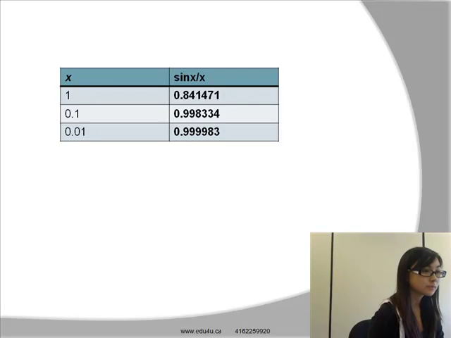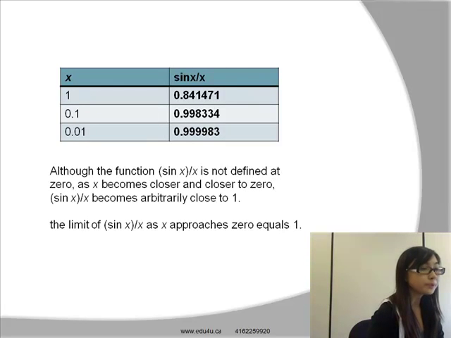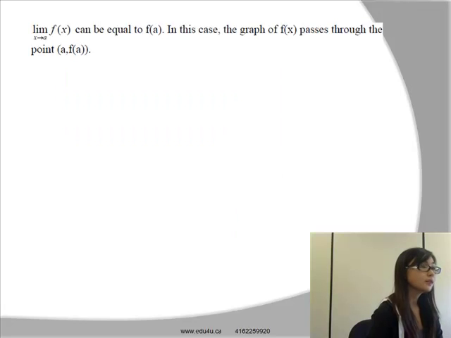Here we have table values for sin x over x. We note that at the point sin x over x, x is not defined at 0 because the denominator cannot be equal to 0. However, when you look at the table, as x gets closer and closer to 0, eventually going up to 0.01, sin x over x gets closer and closer to the number 1. Therefore, we say the limit of sin x over x as x approaches 0 equals 1. x approaches 0, comes arbitrarily close to 0, but it never is 0.